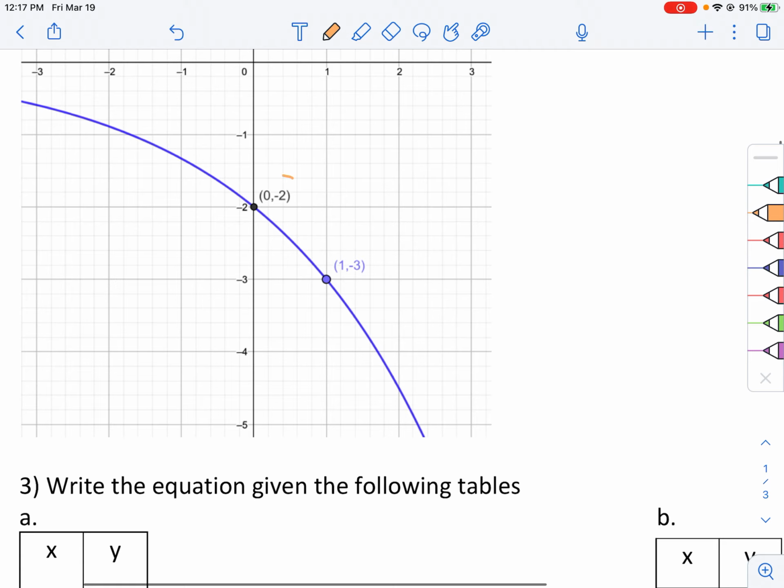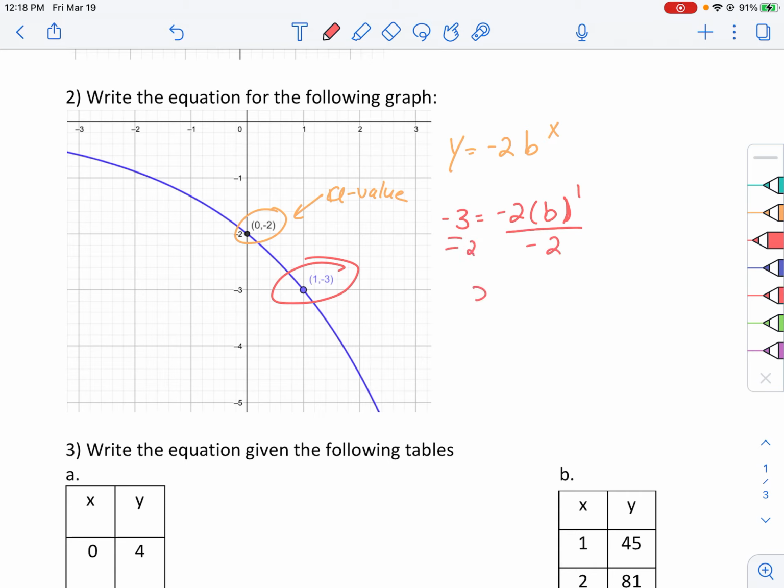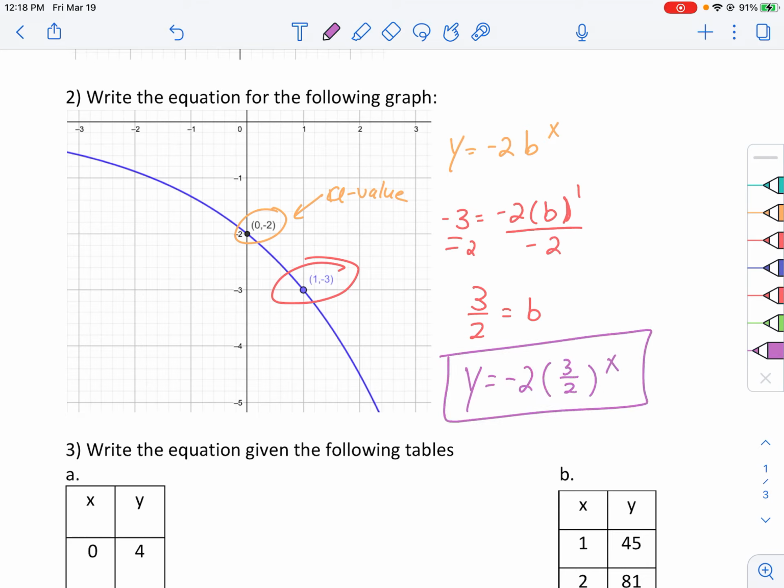Take a look at the next one. We have the y-intercept again, so we can call that the a value. So then we have y equals negative 2b to the x. We're going to plug in the only point that we have, which is 1, negative 3. So negative 3 equals negative 2b to the first power. Again, we divide both sides by negative 2. You get 3 halves is equal to b. So our final equation is y equals negative 2 times 3 halves to the x.